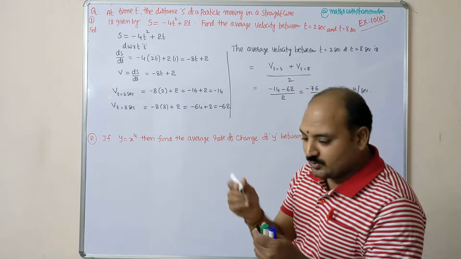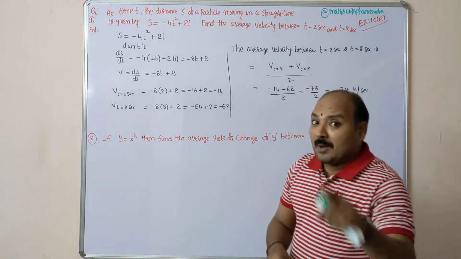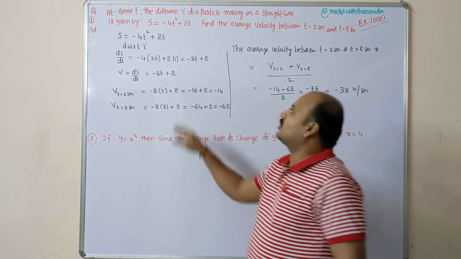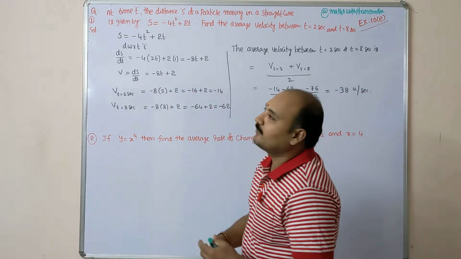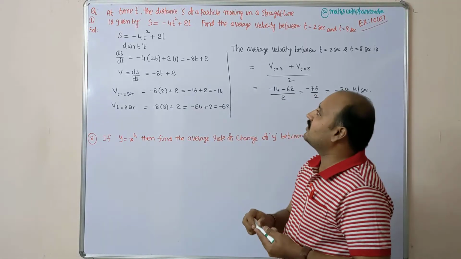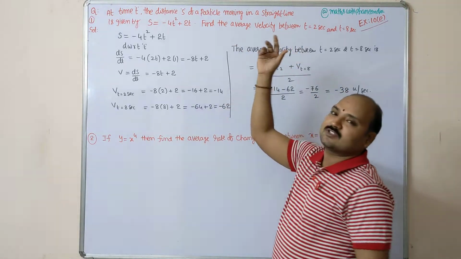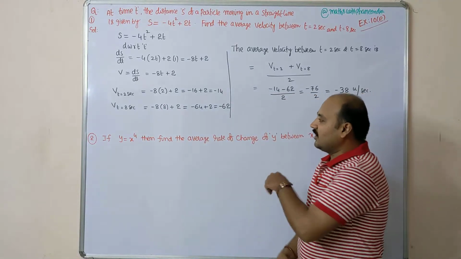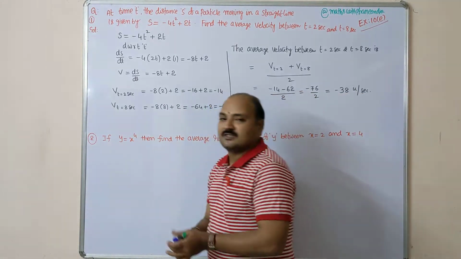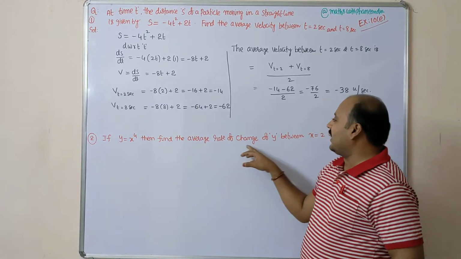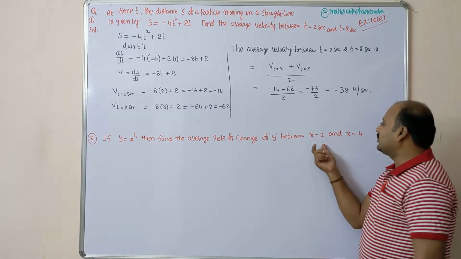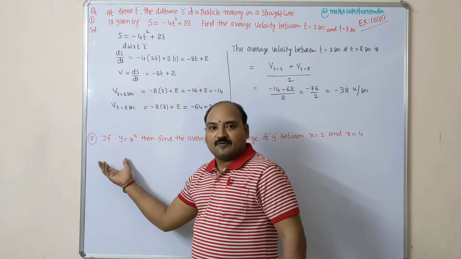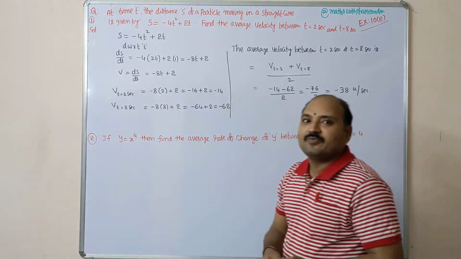I hope you understand, students. Observe the difference between the first question and second question. In the first question, s is given and they are asking to find average velocity. Here displacement is provided. But in the second question, y in terms of x is given. The average rate of change of y between x equal to 2 and x equal to 4, where y in terms of x means f of x equal to x power 4.